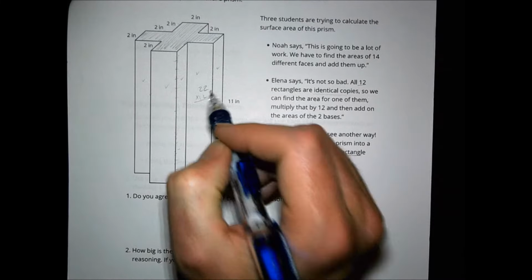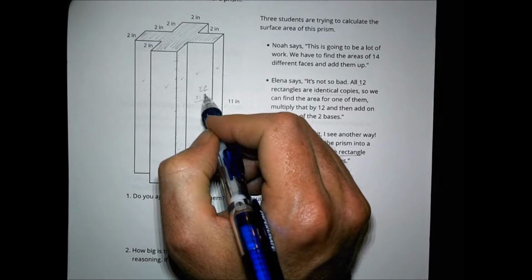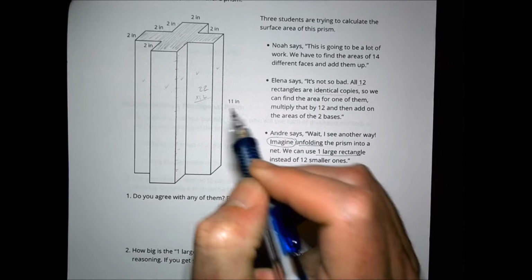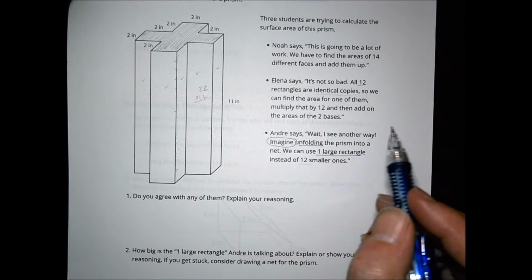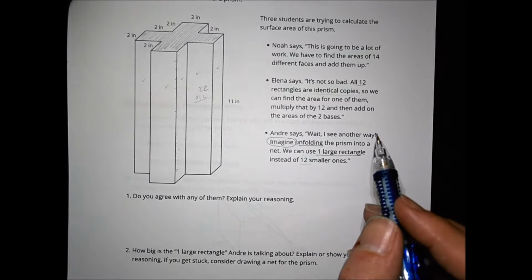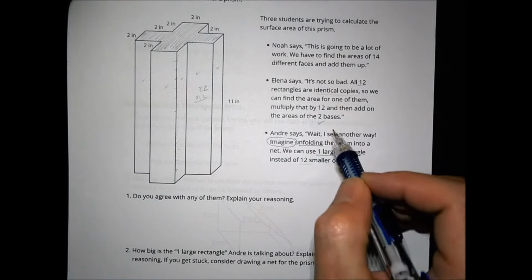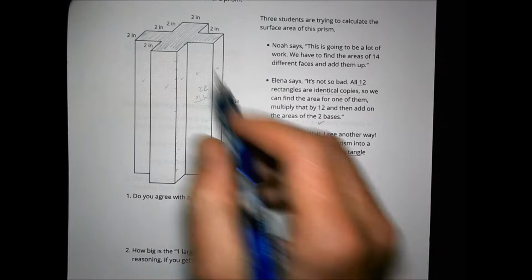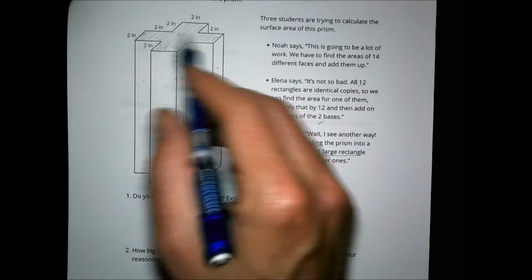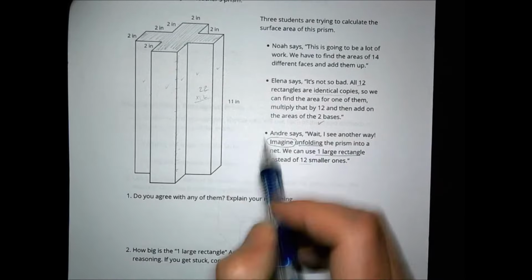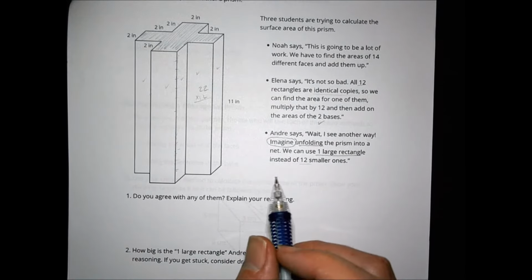We could do it shorter by saying, well, it's just the area of this times 12 and add those ones. Absolutely. And what Andre is saying is absolutely right as well. We know that we could find the area of those. That's the same as Elena, the 2 bases. That stays the same. But it's like, let's untwist this whole thing, unroll it, and see what large rectangle we have there. So we can do it.